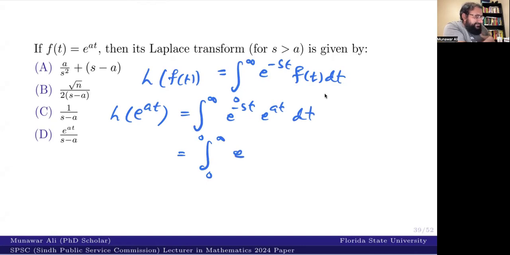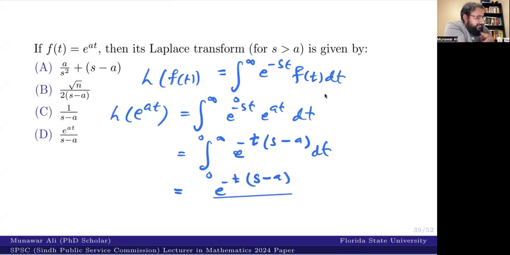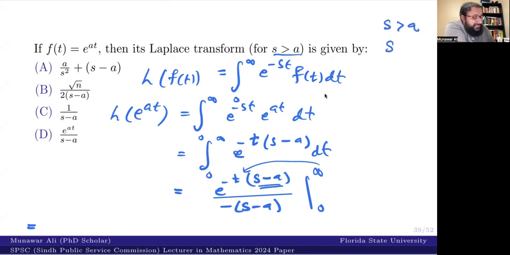So what am I doing? I'm writing this as e to the minus t times (s minus a) dt. And if you integrate e to the minus t (s minus a) and you divide by minus (s minus a), you apply a limit from 0 to infinity. Now if you apply infinity here, s is greater than a, this is given to us. So s minus a should be greater than 0, so this is a positive quantity. So you apply a limit to this thing.